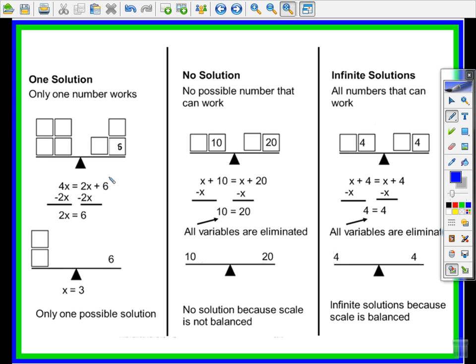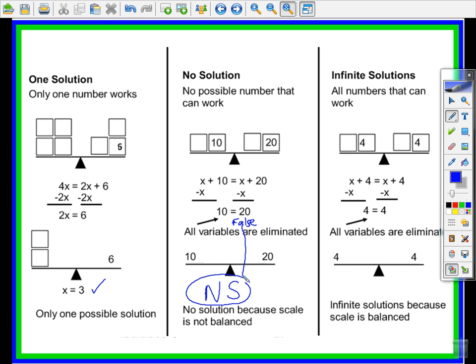So the moral of the story is that we now have 3 scenarios. One solution, when you solve the equation, you get x equals 3. Cool, just like we've been doing this whole chapter. Now this is something new. When you go about solving the equation, you subtract x, you get 10 equals 20. That's a false statement. And when you're left with a false statement, your answer is no solution.